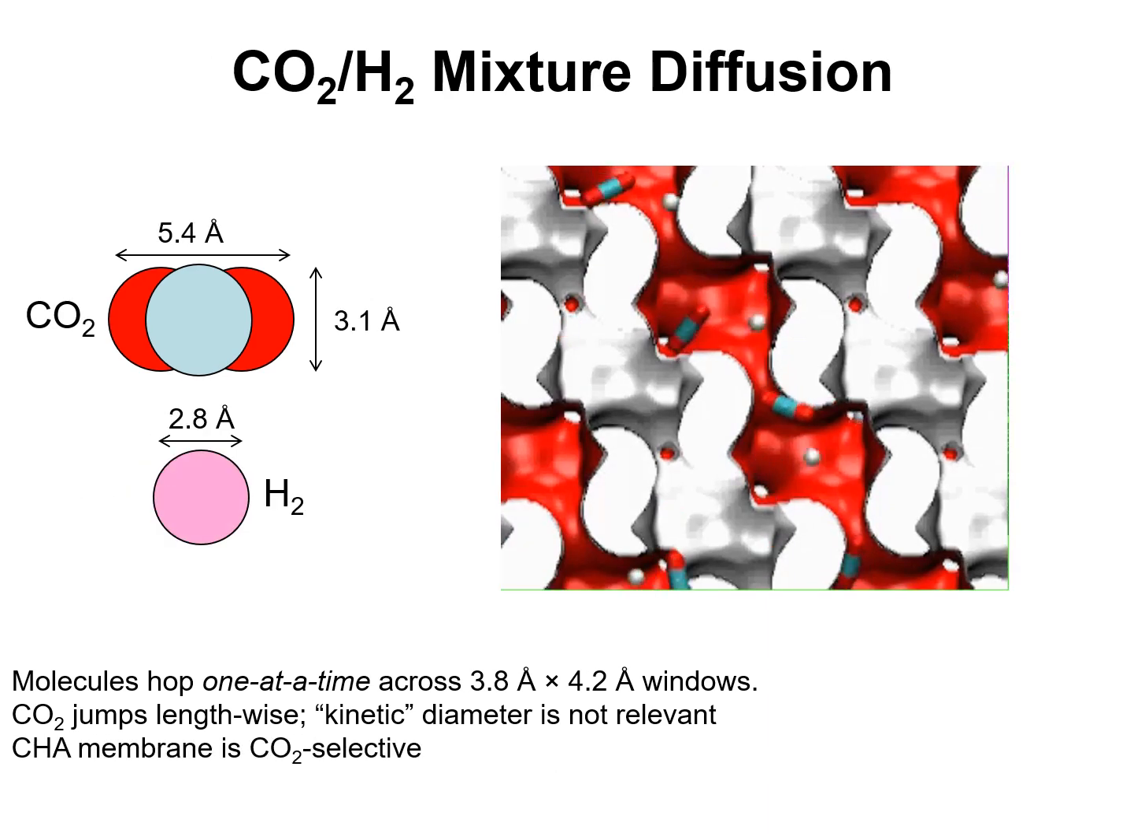The story with CO2 and hydrogen is slightly different. Hydrogen, being a much smaller molecule, has a much higher rate of intercage hopping, and the diffusion selectivity is in favor of hydrogen. But the adsorption selectivity is significantly in favor of CO2. The net result is that the chabazite membrane is CO2 selective.